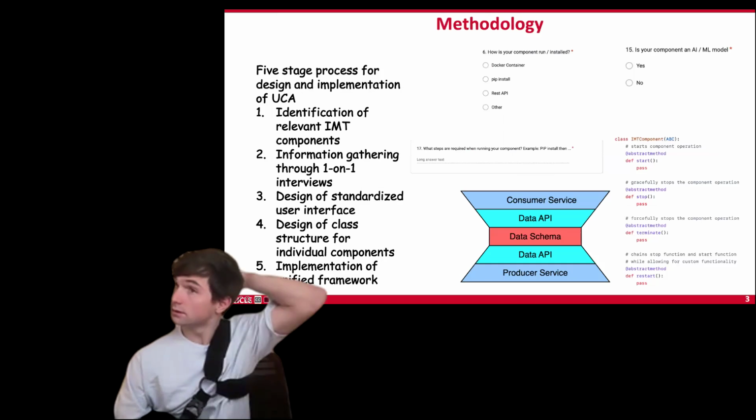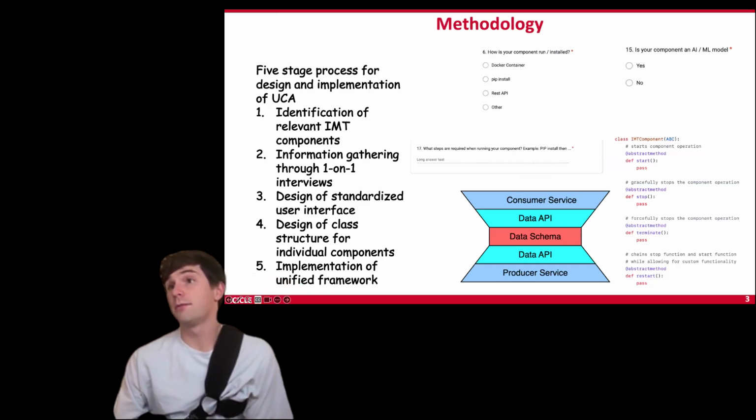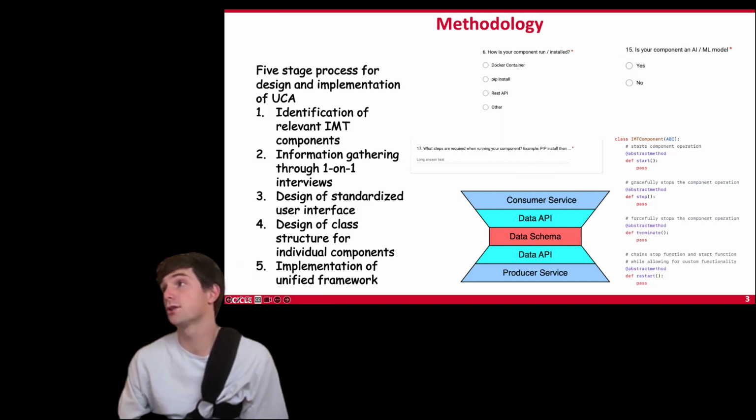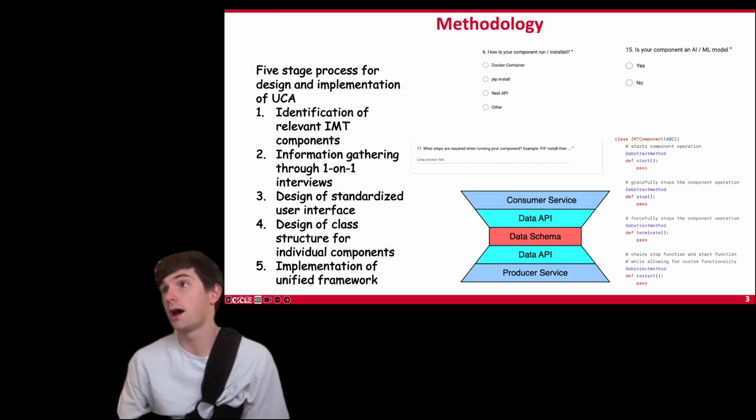So, UCA was really a five-step plan for design and implementation. The first step was identifying relevant IMT components. We identified the smart scheduler, the smart compiler, RefDNN, Cyber Infrastructure Knowledge Network, otherwise known as CKN, and Model Commons. And then we went through one-on-one interviews. At the top of this slide, you can see some of the questions we asked.